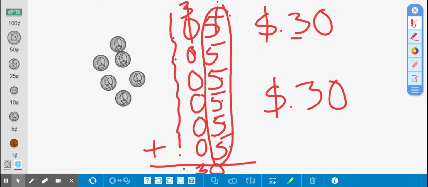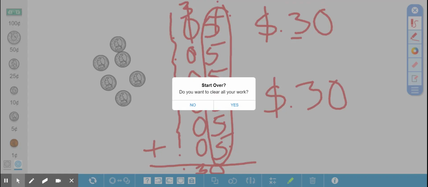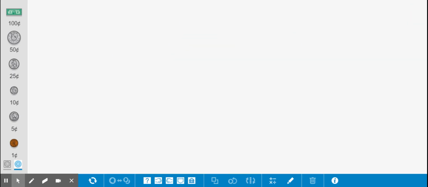All right, let's do this. Let's try adding, clear all this, yes. Once again, we're just going to stick with the same coin, repetitive adding, and then expressing it as a decimal. So we're going to take 3 quarters.